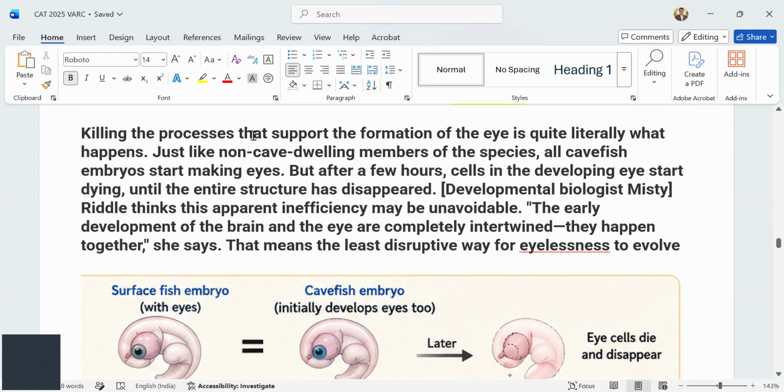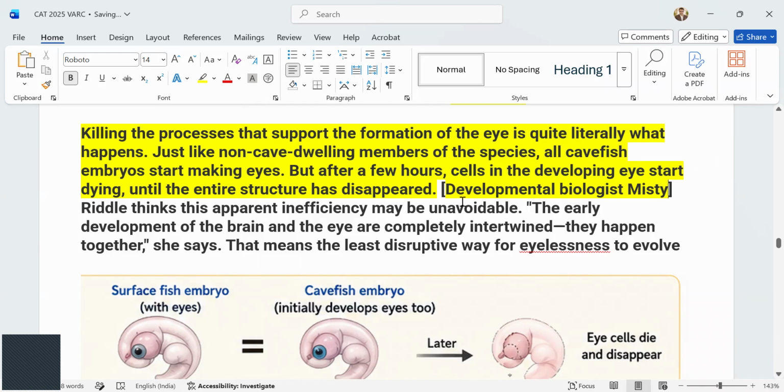"Killing the processes that support the formation of eyes is quite literally what happens. Just like non-cave-dwelling members of the species, all cavefish embryos start making eyes, but after a few hours, cells in the developing eye start dying until the entire structure has disappeared." Very interesting. This is the early developmental phase. Developmental biologists' mystery. So they have mentioned the person.